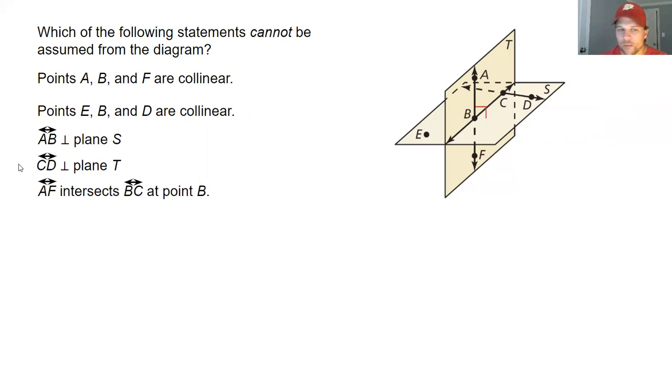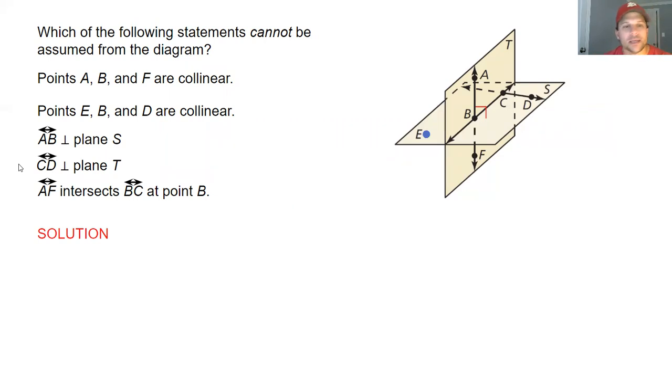So let's unpack them one at a time. Points A, B, and F are collinear. Remember, collinear means anything that is on the same line. So we're going to first identify where A, B, and F are, and that's where those 3 blue dots are. And it does look like that they are on that same green line.